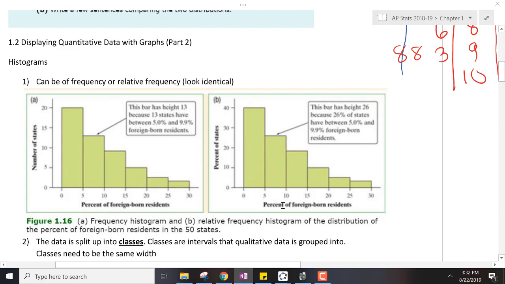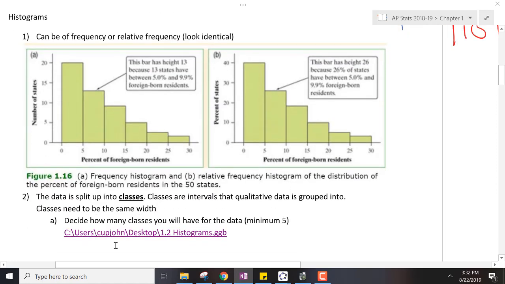So when we do this, we have an x-axis labeled with the lower class limits. So this starts at 5, the next one starts at, or this one starts at 0, sorry. The next one starts at 5, 10, and so on. So it's going up at 5. So when we are making one, we got to split up the data into classes. There are intervals that quantitative data is grouped into.